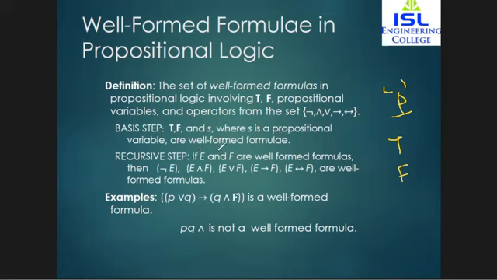The recursive step will be: if these are well-formed formulas, then we can add any of the connectives or negation in such a way that it gives some kind of meaning. That is, negation E, E and F, E or F, E implication F, and E bi-implication F. All of these are well-formed formulas. So P or Q implies Q and F is a well-formed formula, while P, Q and, as I've said earlier, is not a well-formed formula.